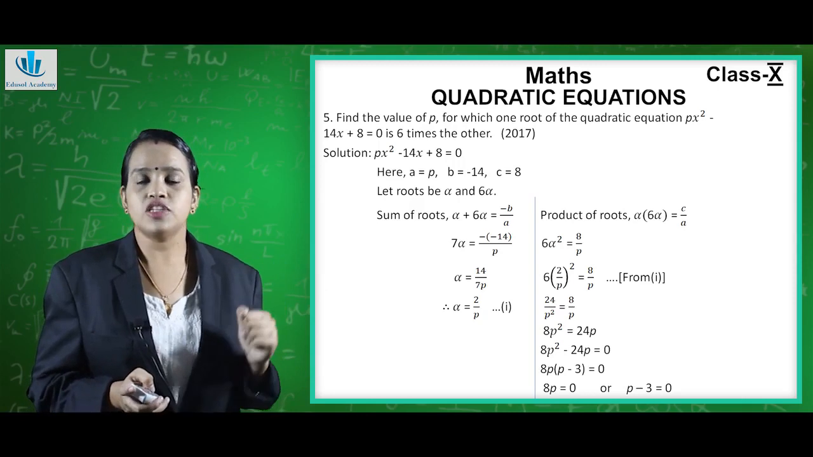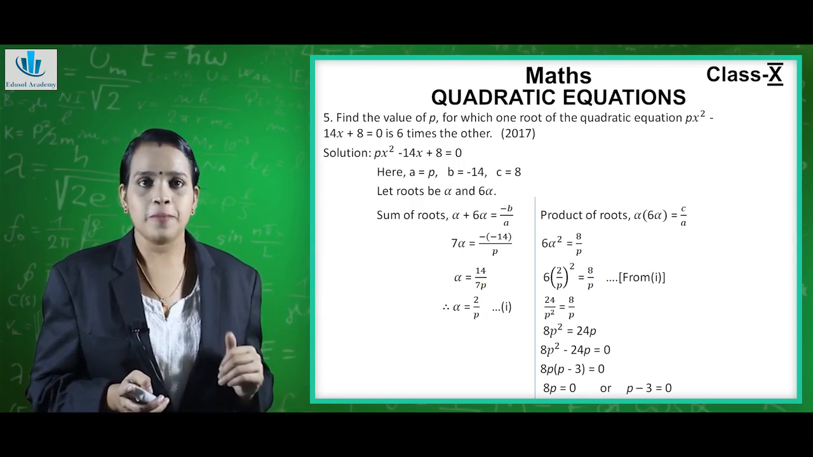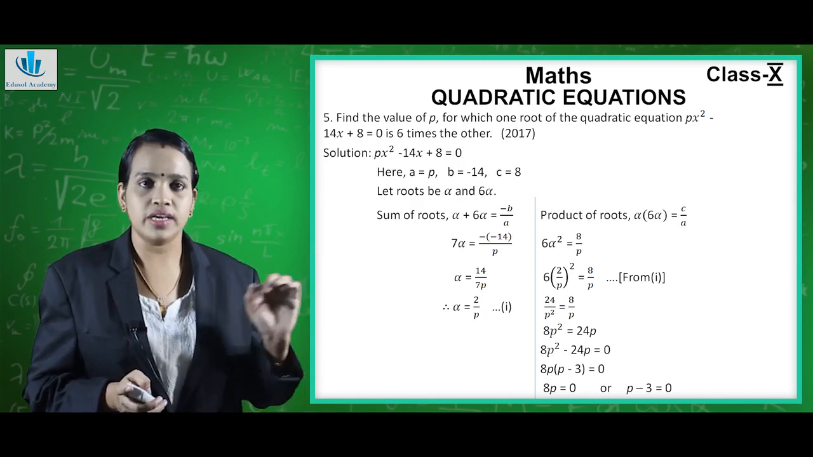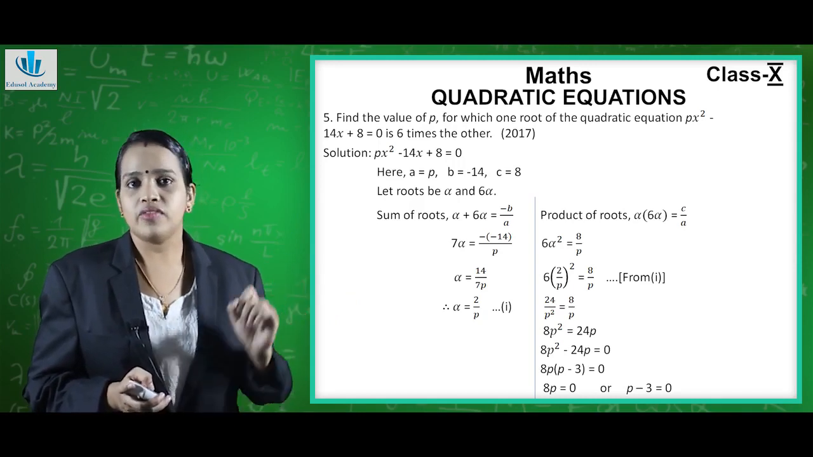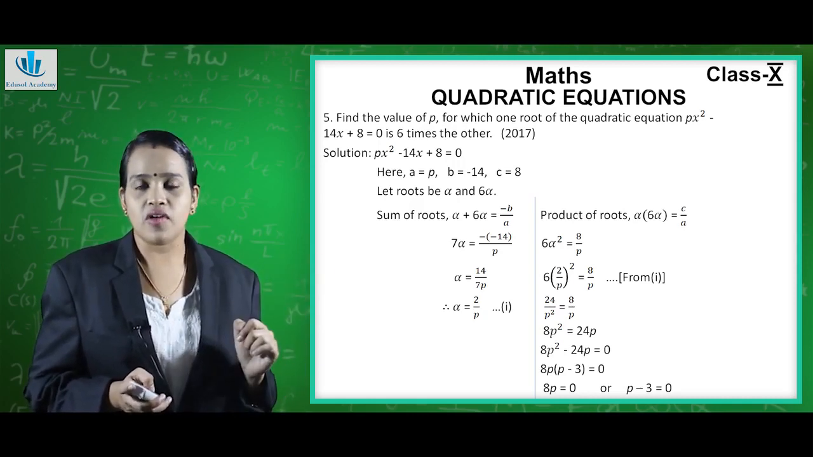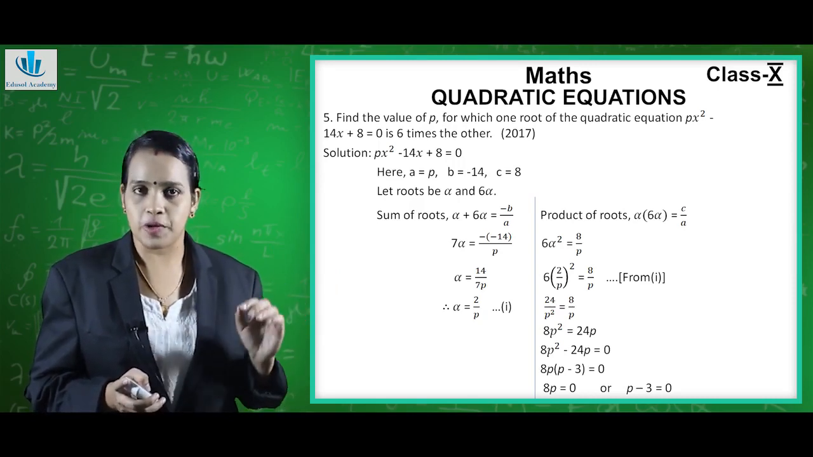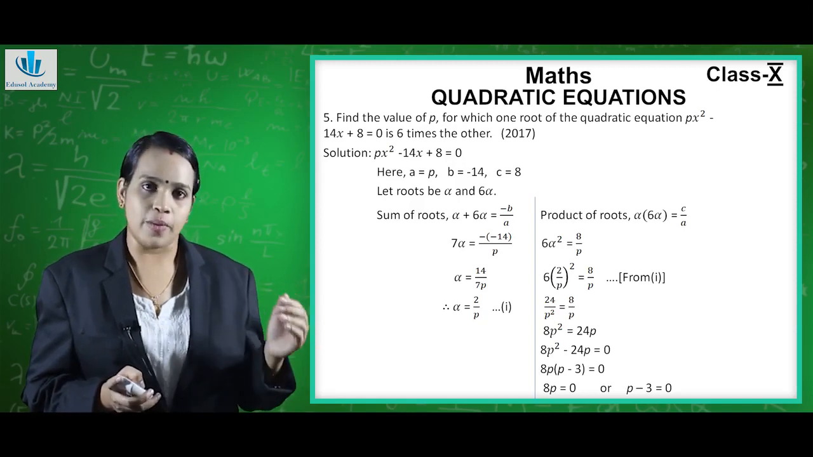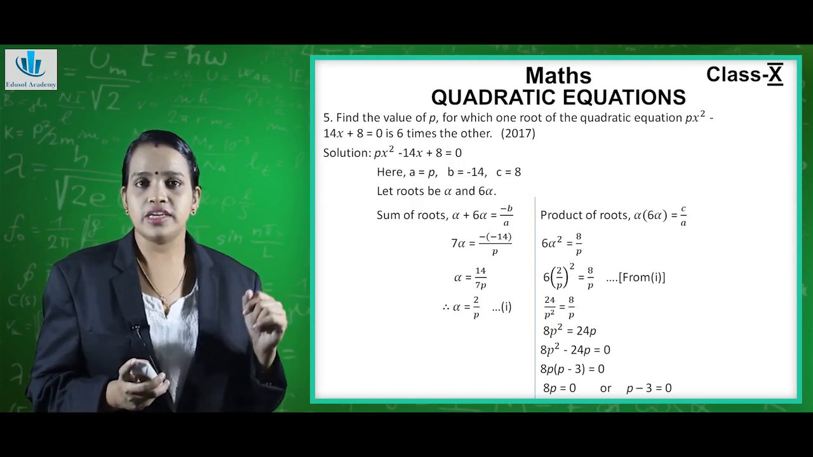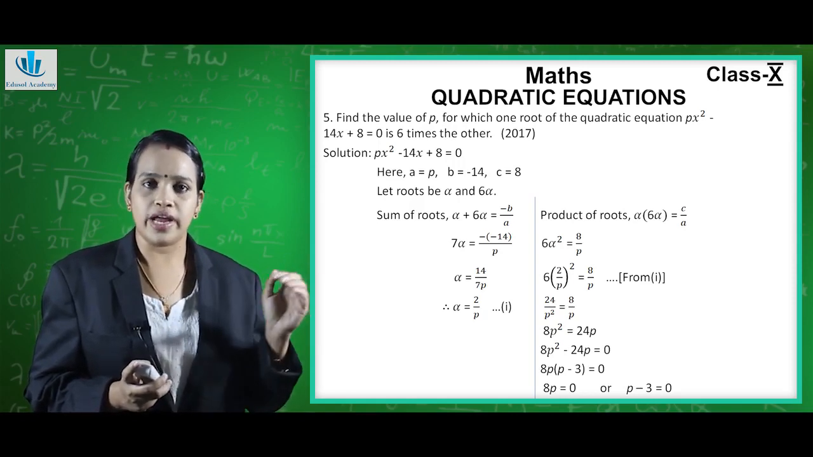Now when we take the product of roots, it is alpha into 6 alpha, which is equal to c upon a. So alpha into 6 alpha gives 6 alpha raised to 2 equal to c, it is 8 upon a, which we have got as p. So we will write it as 8 upon p. Now we have got the value of alpha from equation 1, so we can put it over here. So it becomes 6 into 2 upon p whole raised to 2 equal to 8 upon p. Now we will solve this bracket. So 2 raised to 2 gives 4. 4 into 6 gives 24. So 24 upon p raised to 2 equal to 8 upon p.